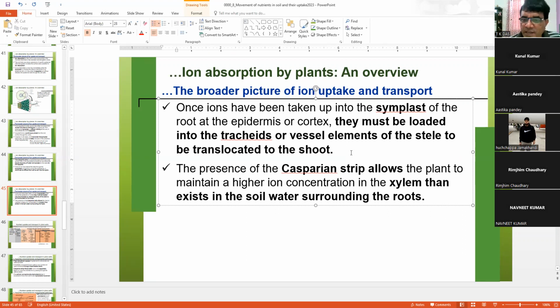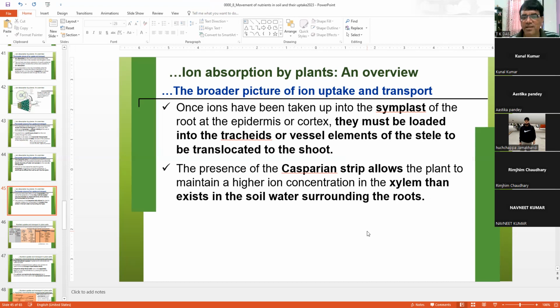The presence of Casparian strip allows the plant to maintain a higher ion concentration in the xylem than exists in the soil water surrounding the root. Then these Casparian strips are also useful because they will not allow, in general, the back entry of ions which have reached the xylem.